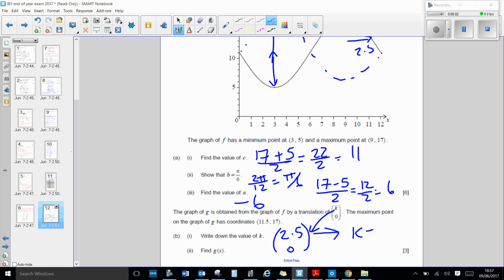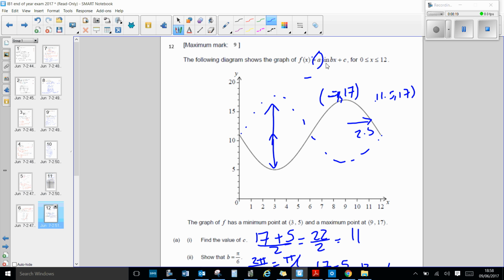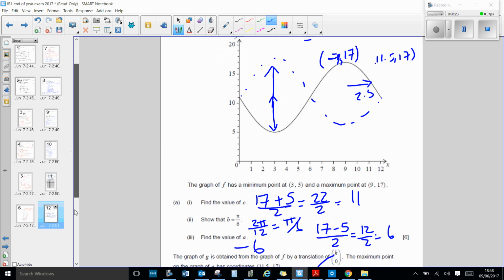So K is 2.5. I know lots of you thought it was negative 2.5 because you're getting confused with the format it's going to be in. So G(x) is going to be, we've established our values. Our value of A is negative 6.